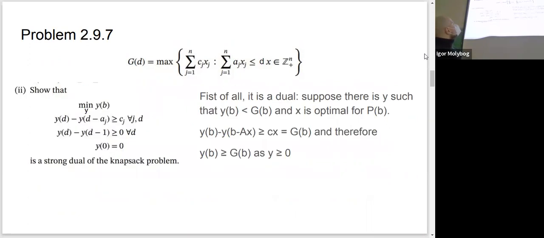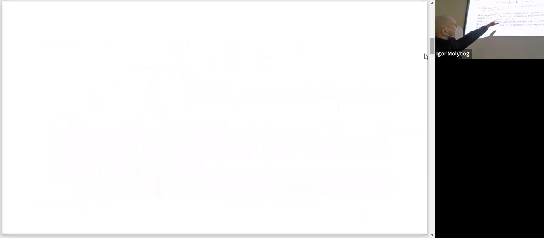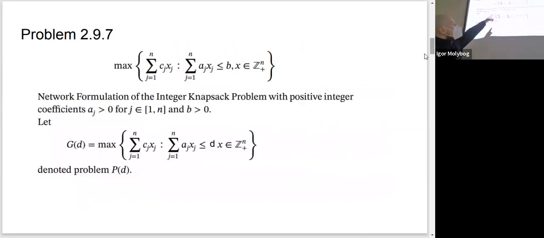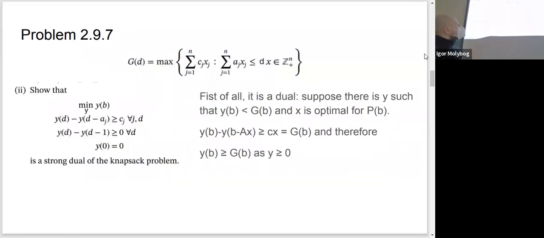Okay, no questions. Now we aim at showing that this problem here is in fact a strong dual to the knapsack problem that we have had on the first slide, with the b in the constraint. Let's take a look at this problem here.